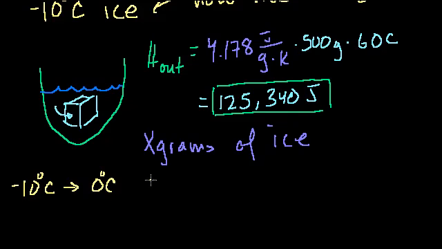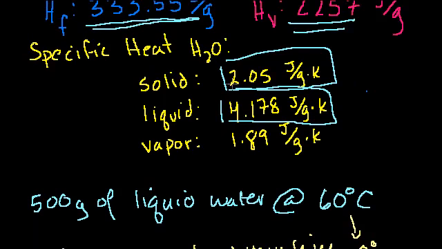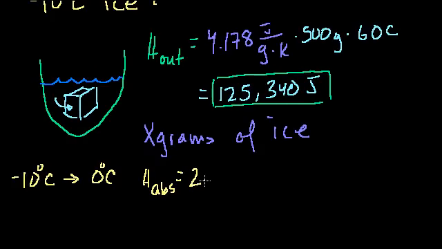The heat absorbed by the ice is equal to the specific heat of ice water, 2.05 joules per gram Kelvin, times the amount of ice, which is what we're solving for, so times x, times the change in temperature. This is a 10-degree change in Celsius degrees, which is also a 10 degree change in Kelvin degrees. So we could just do 10 degrees.